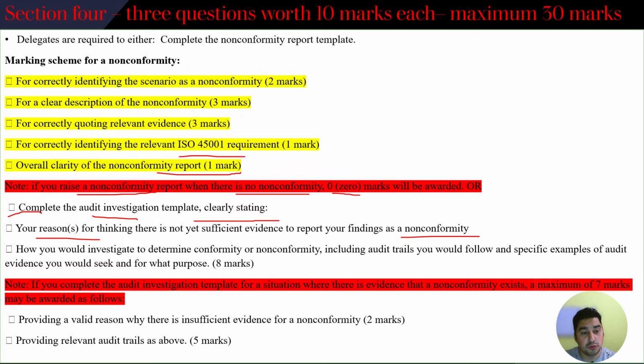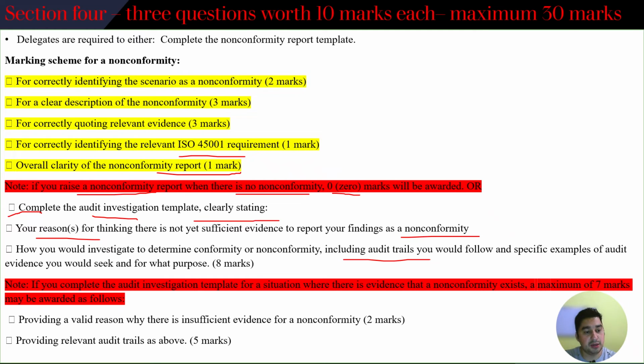Okay, how you would investigate to determine the conformity or non-conformity, how you will determine and how you will investigate, that you also have to answer in the exam. After that, including audit trails, you would follow specific examples of audit evidence you would seek, and for what purpose you will get that evidence, why you are asking for that evidence, what you want to verify, what you want to check, so you have to mention that also.